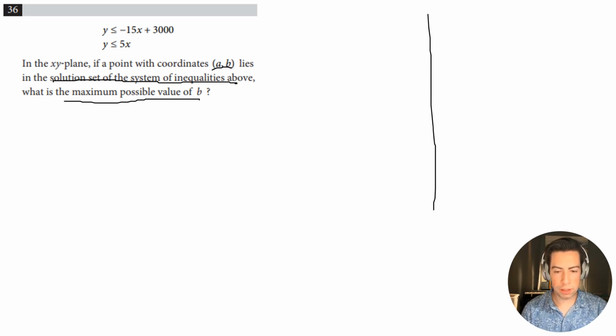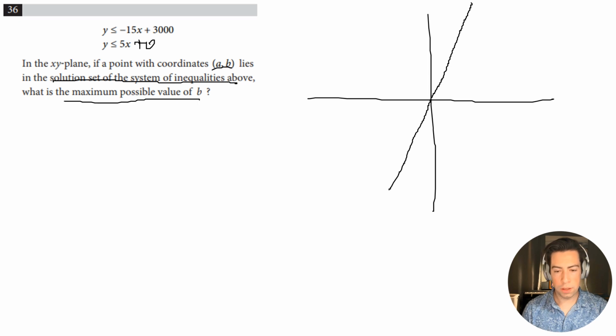So if we have a graph here, y is less than or equal to 5x. 5x is going to have a y-intercept of 0, right? So it's basically just going to be pretty steep, and it's going to go through the origin here like so. And it says y is less than or equal to, so our region is going to be beneath this, right? So it's going to be beneath all this here.